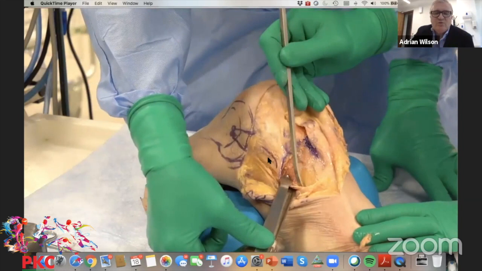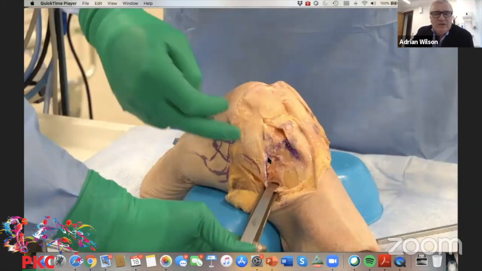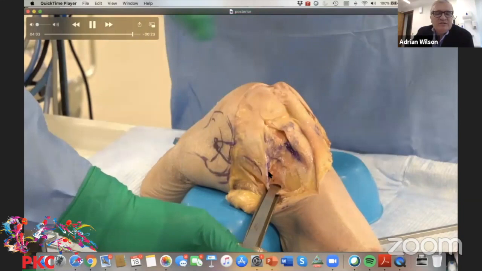And as long as we stay on top of that retractor, there is no way you can cut the neurovascular bundle. And we think this is a very simple, but very, very useful way of preventing neurovascular injury in osteotomy surgery. So there we go. I'm just glad I got to show that.